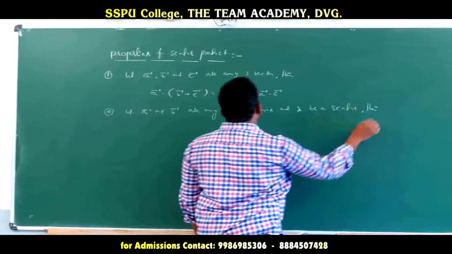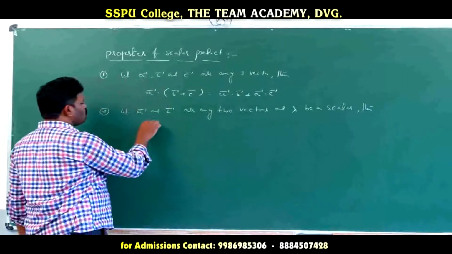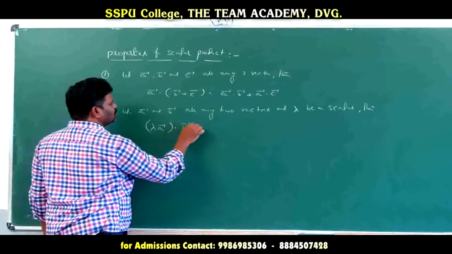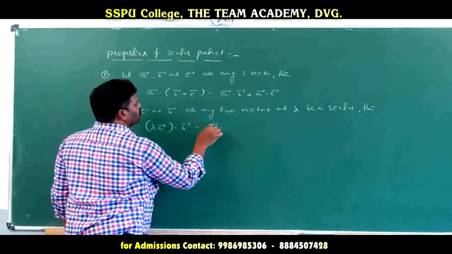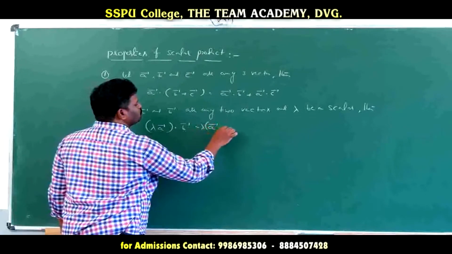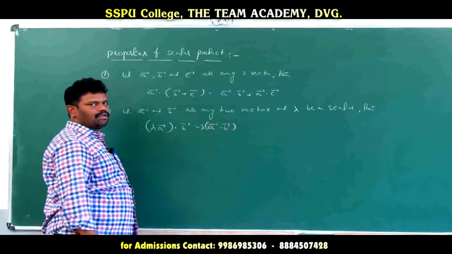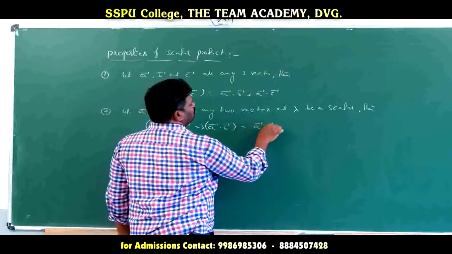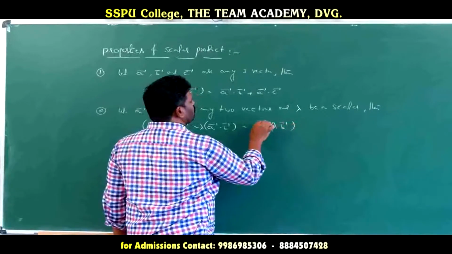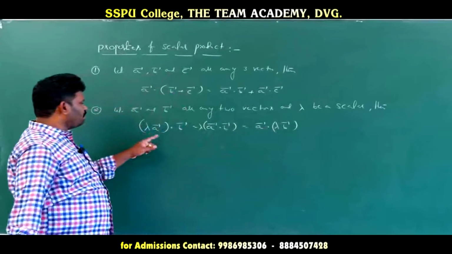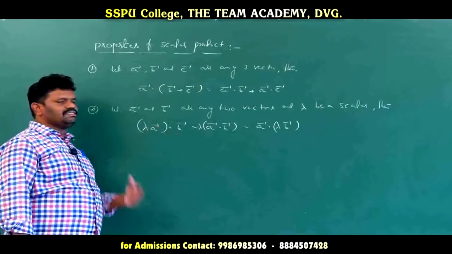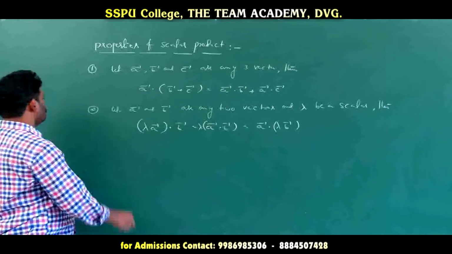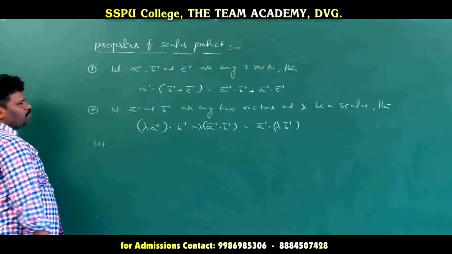Then here what we have done: lambda times vector a dot vector b is equal to a bar dot lambda times b bar, that is lambda times (a bar dot b bar). So here lambda multiplies with any one of the vectors, then we take that lambda separately and find the dot product between the given two vectors. Now this is an important concept.